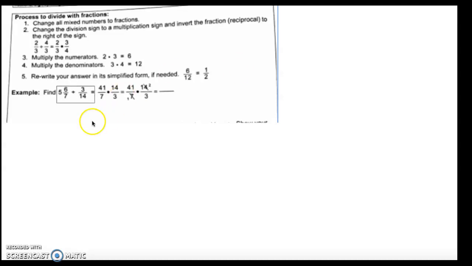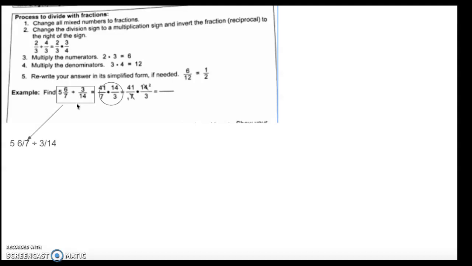Okay, so first thing we have right here is 3/14 divided by 5 6/7. We need to turn this into this. So how do we go ahead and do that?